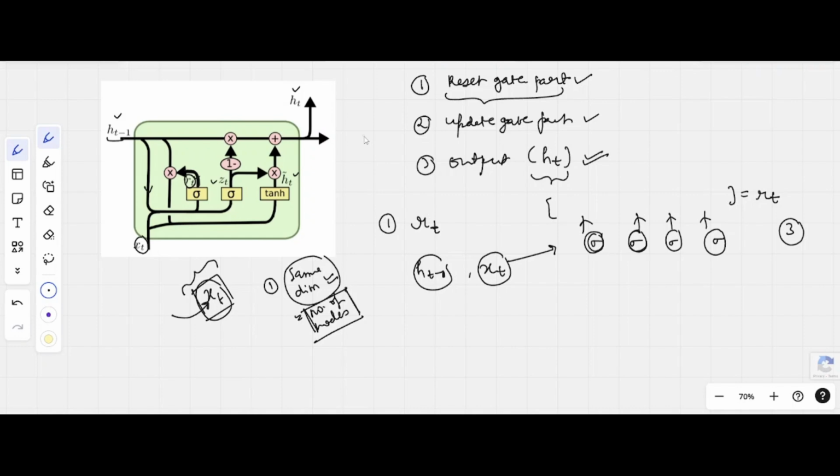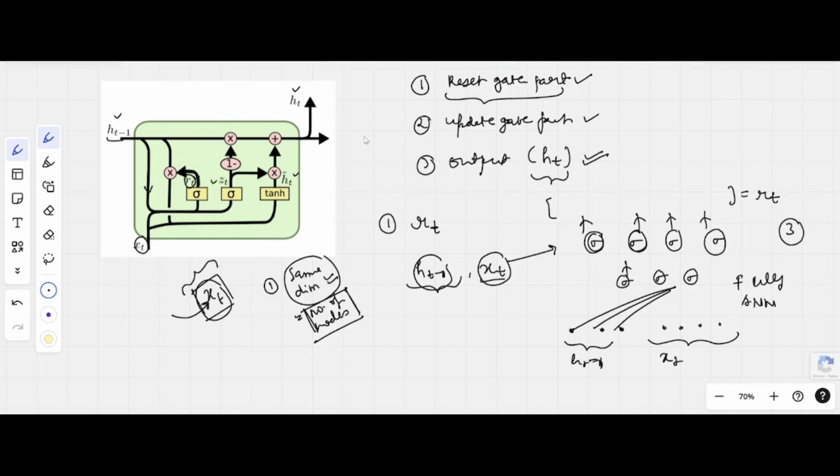So let's say your HT minus 1 is of dimension 3 and your XT is of dimension 4. So this constitutes your XT and this constitutes your HT minus 1. Now since your HT minus 1 has 3 elements in it, that means we decided 3 nodes for our single layer neural network. And this will be a fully connected artificial neural network, right? I'm not drawing all the lines, it's fully connected.